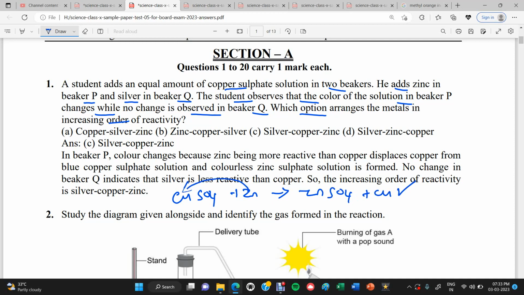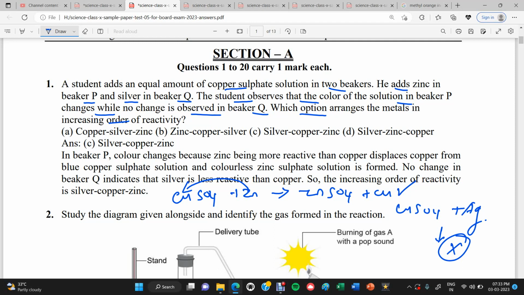It displaces the copper. But in the second case, CuSO4 plus Ag, right? Ag is less reactive than copper, so no change, no reaction takes place here. So which option arranges the metals in the increasing order of reactivity?